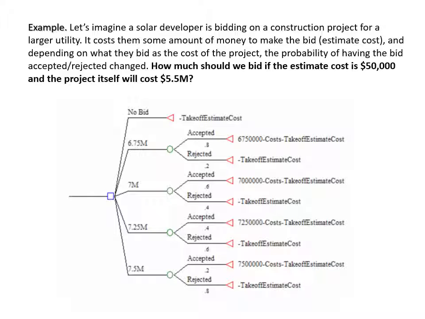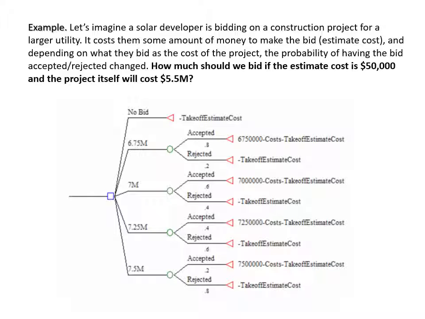The problem there is that we're going to say that the probability of having the bid actually accepted decreases substantially as you increase the bid. In other words, you're much more likely to have the bid rejected if you bid a high number, $7.5 million, than if you bid a low number like $6.75 million. That would give you lower profits, but a higher likelihood that the bid is accepted.